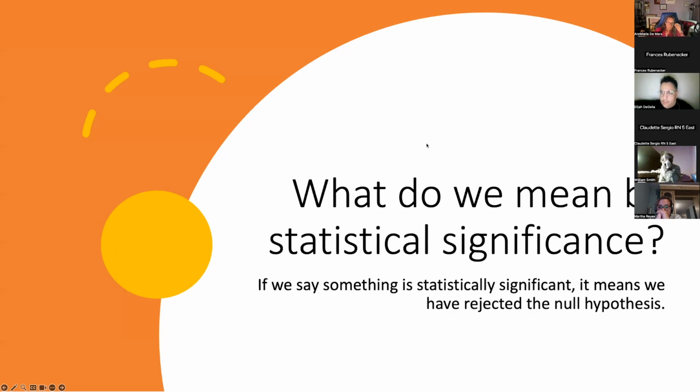What do we mean by statistical significance? This is something that people very often get wrong. If we say something's statistically significant, it means we have rejected the null hypothesis. It means that it's highly unlikely that the null hypothesis is true, that there is 0 difference between the means, or there is 0 difference from 0.5, our hypothesized proportion, or that the relative risk is exactly the same, that there's 0 difference between risk of the exposed and unexposed. So that's what it means. It's highly unlikely the null hypothesis is true.